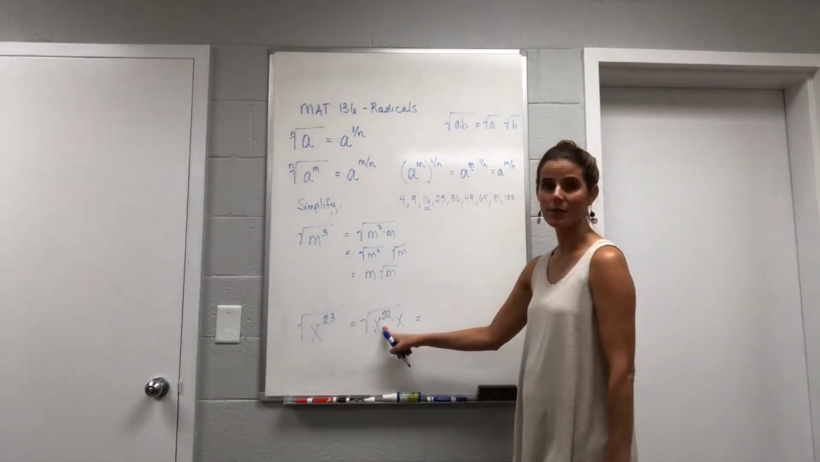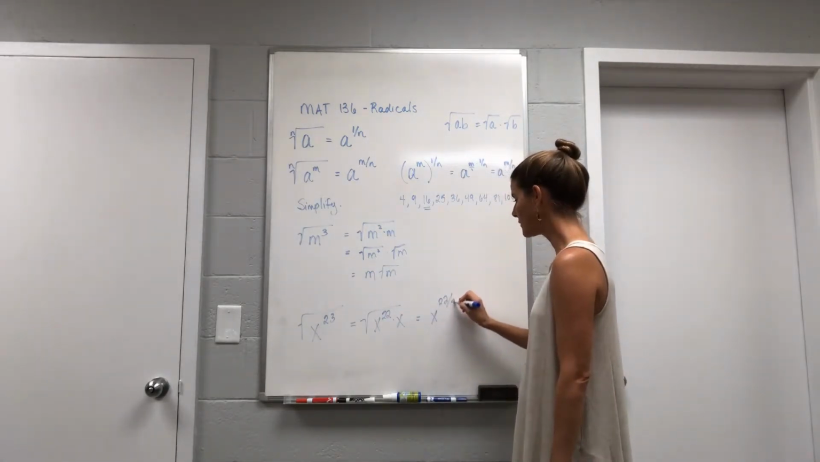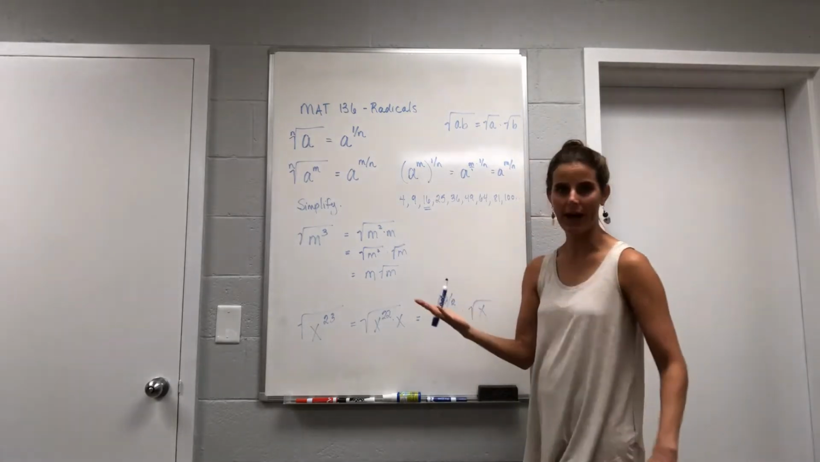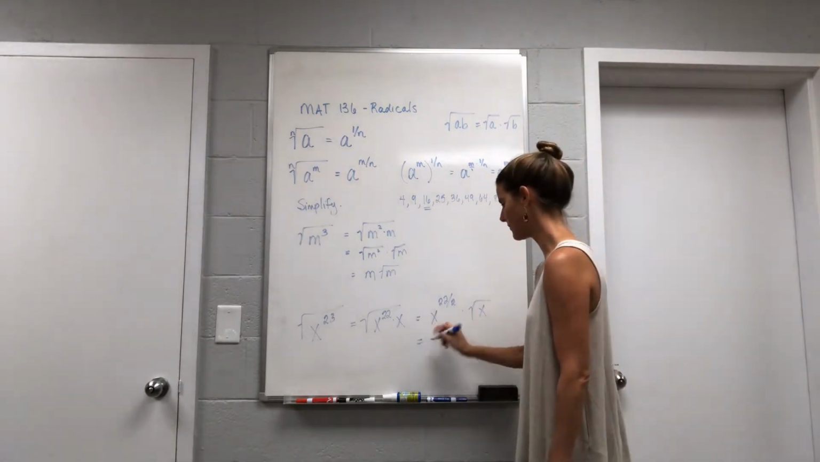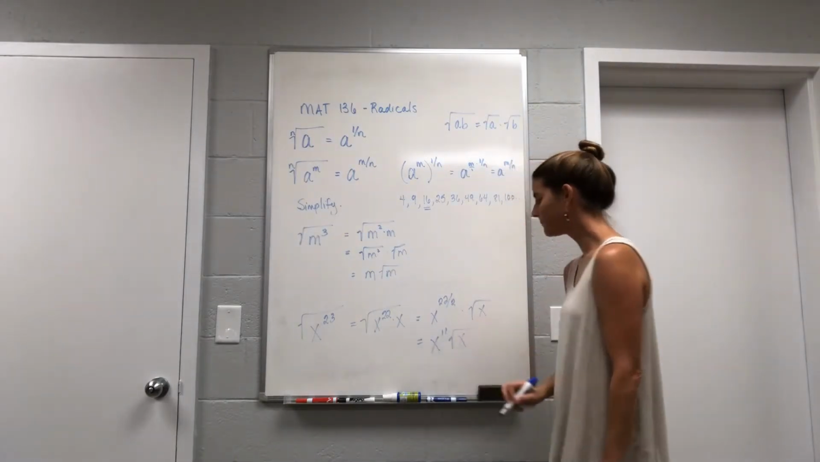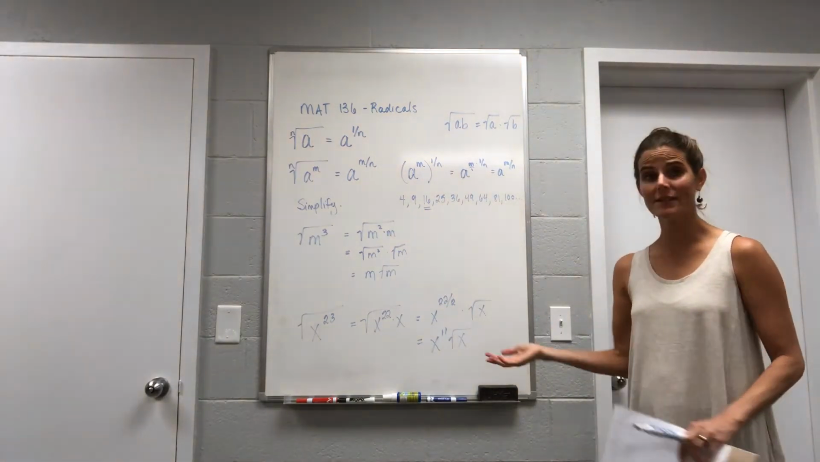Square root of x to the 22nd, we can write that as x to the 22 over 2. And then the square root of x, I can't rewrite that. It would be x to the 1/2, but we can leave it in radical form. We're just simplifying. So this would be x to the 11th power times the square root of x. And that is completely simplified and left in radical form.